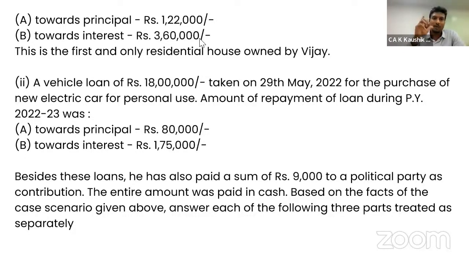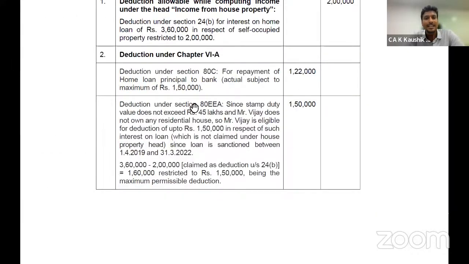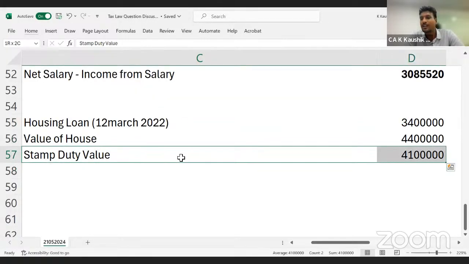Now, if you look at the provisions of 80EE and 80EEA, two new sections were introduced. 80EE was applicable for one particular year till 2019, and then this benefit was further enhanced from 1st April 2019 till 2022 by way of the new section 80EEA. Now, 80EEA was applicable from 1st April 2019 till 31st March 2022, and the condition says that the stamp duty value should not exceed 45 lakh, he should not own any other house, and the loan should be sanctioned between this period. Hence, he will get deduction under 80EEA since the stamp duty value did not exceed 45 lakh.